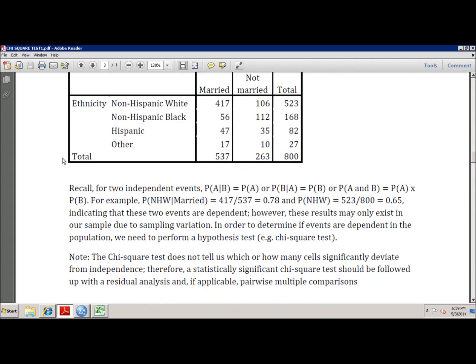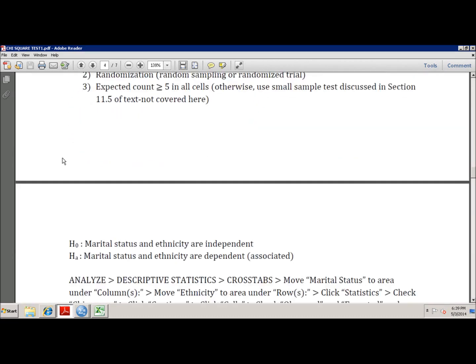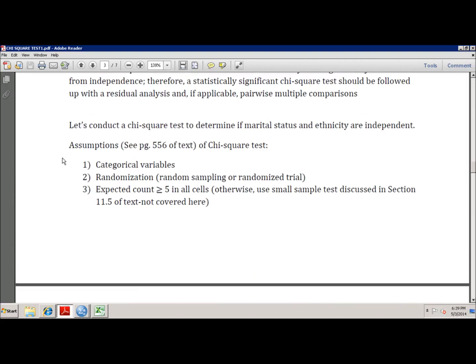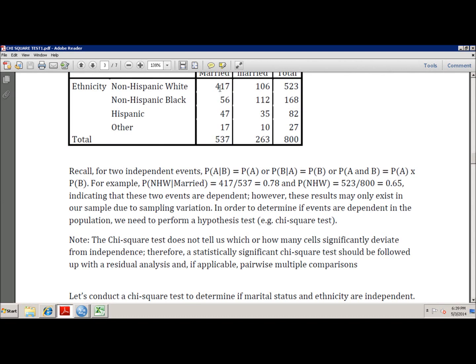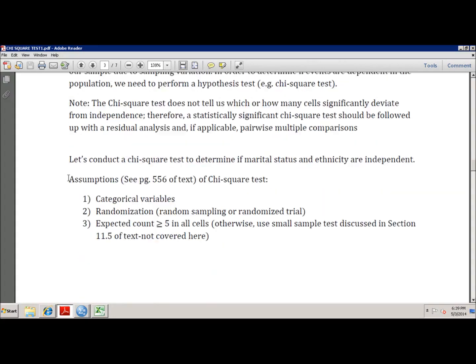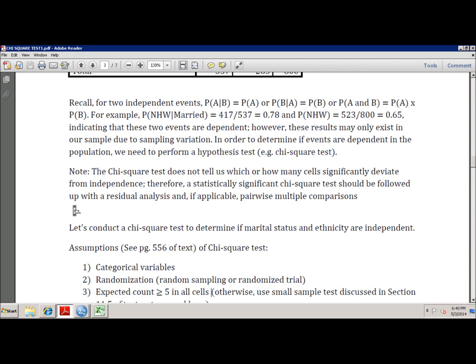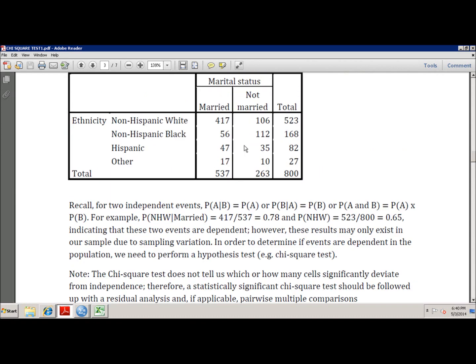So we can see here the assumptions of a chi-square test. This is a reference to the optional textbook for the class. One, obviously, categorical variables and random sampling, and expected counts of greater than or equal to 5 in all cells. So it should be that these counts in all cells should be greater than 5. If not, we can do what's called an exact test, but that's not something we're going to cover today in this lab. And we do, in fact, not violate that assumption here.